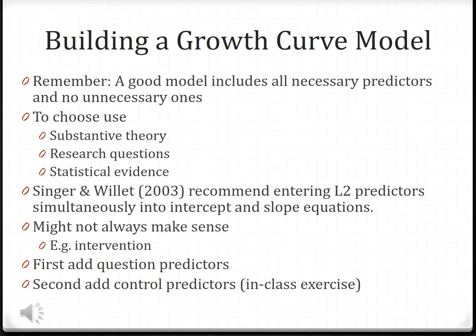What are you actually interested in? So let's say the question is, are there different trajectories for men and women? Then adding gender into your model would be your first predictor after the unconditional means model and the unconditional growth model. And then you would add control predictors, anything that you might consider either being a confounder or something that is just added to models in the literature regularly. And that would be your next step. And we'll be looking at this in the in-class exercise.